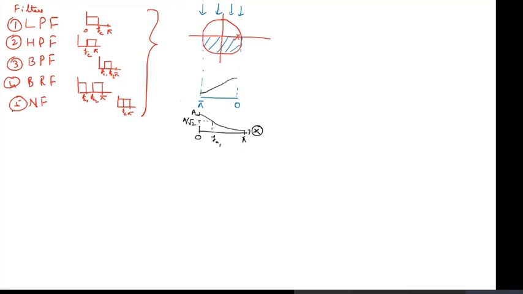Now one of the important questions: why a by root 2? Why not a by root 3 or any other value?